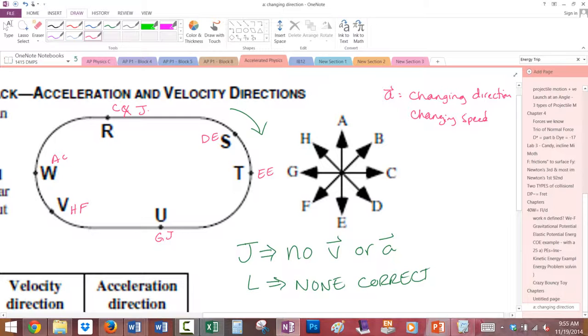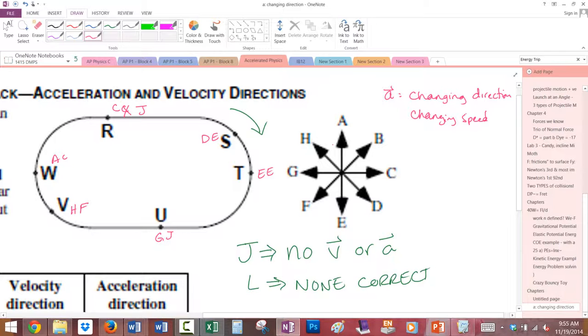So what should it be? J. How about at U? Are we accelerating at U? No. No acceleration at U, so the answer should be J as well. All right, so we're good there. Let's look at S, T, V, and W. Is there acceleration? Yes. It's all about direction.